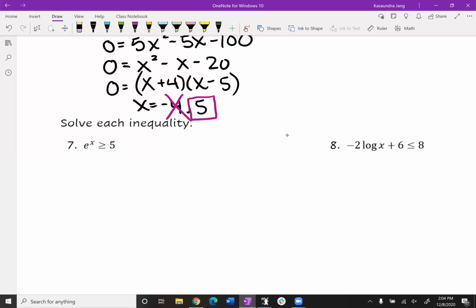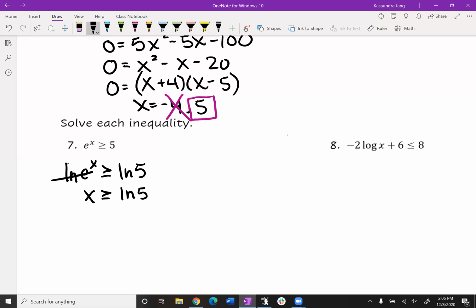Natural log. Nice. How'd you go with the natural log? Oh, the base of e. So natural log is a log base e. So you're basically going to do a natural log on both sides. And then natural log of e to the x, the natural log and the e kind of are inverses. They undo each other. All I'm left with is the x. All right, so it says x is greater than or equal to natural log of 5.